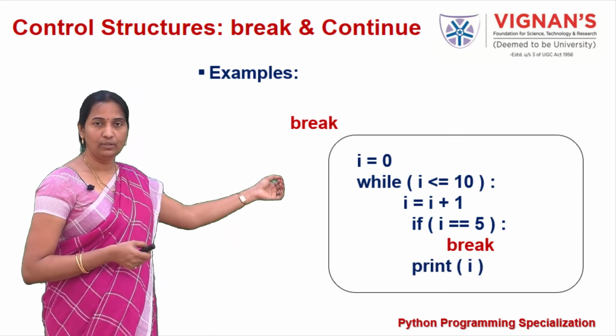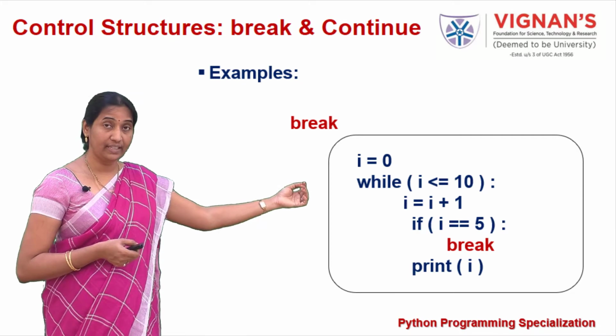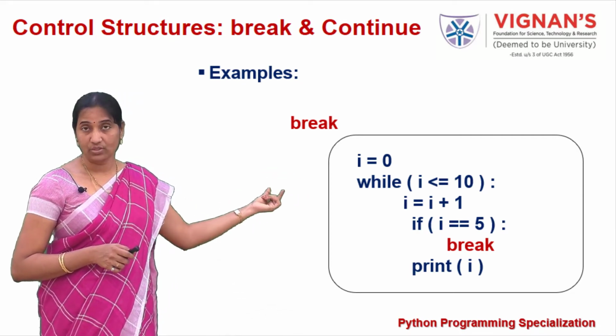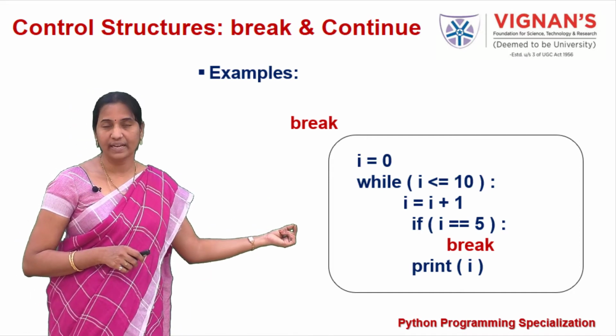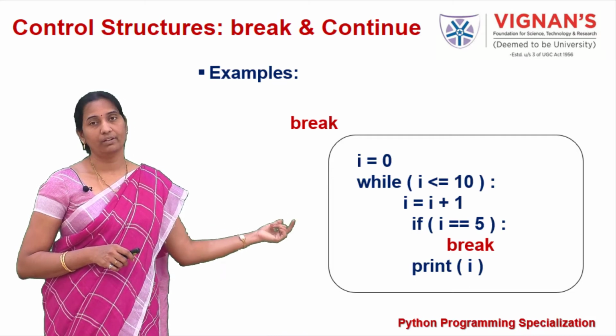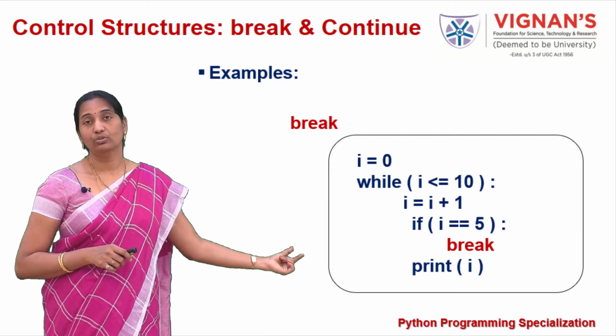Initially the i value gets 0, then 0 is less than or equal to 10, so the condition evaluates to true, and the i value is incremented by 1, so i gets 1. Then the condition inside the while loop is: if i equals 5, 1 equal to 5 is false, so break will not be executed, then that value would be displayed.